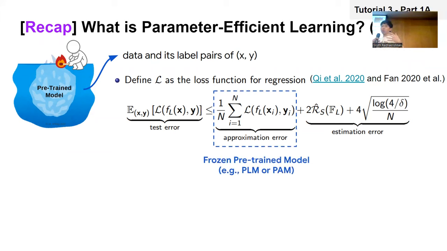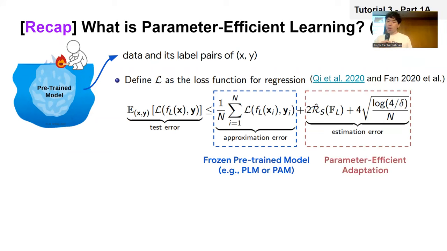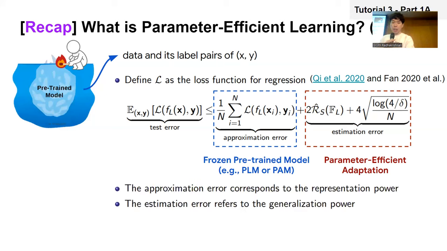Basically we freeze most of these. So it's the power of a pre-trained model, because it can be a pre-trained language model or a pre-trained acoustic model. Another part is the estimation error. You can think of it as: when we freeze most of the model and only modify some space in the input and output, how can we modify this estimation based on the approximation and representation that we already have.